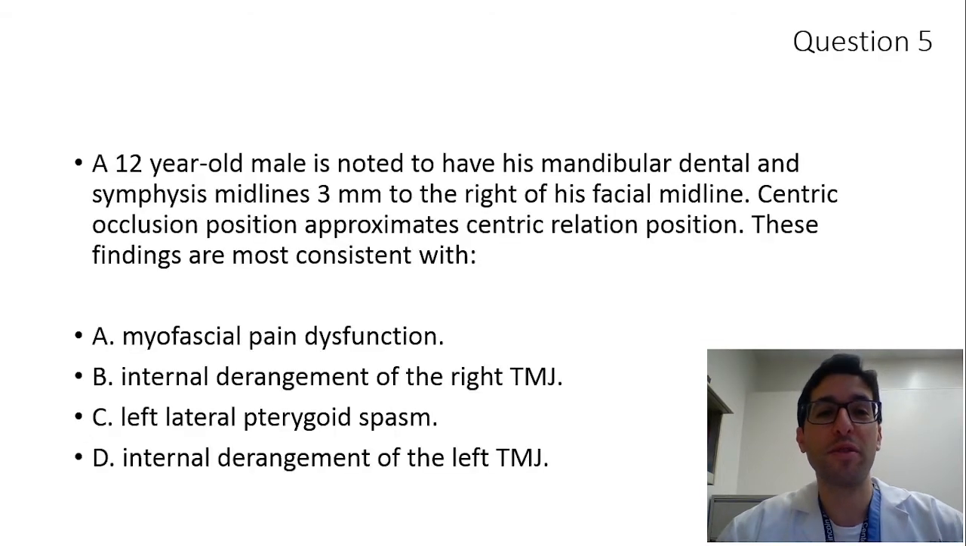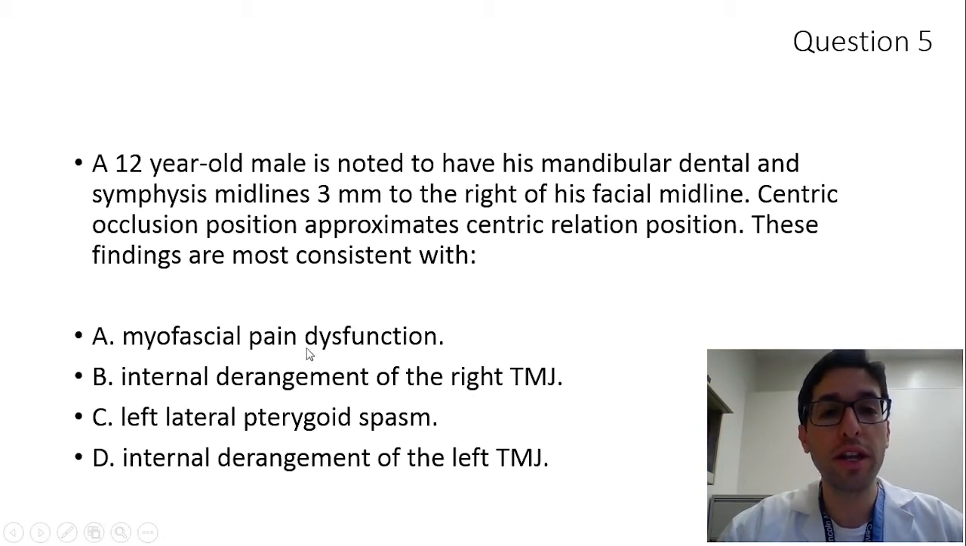All right, moving on to question number 5. A 12-year-old has, this is an interesting question, and you can learn a lot from this question. There's a discrepancy between the dental midline and the facial midline. So the midlines are off. And they're saying CO approximates CR. So they're saying the condyle is in the right position, but the dental and the facial midlines are off. What is that consistent with?